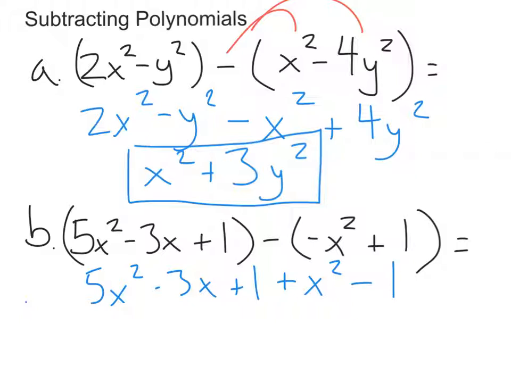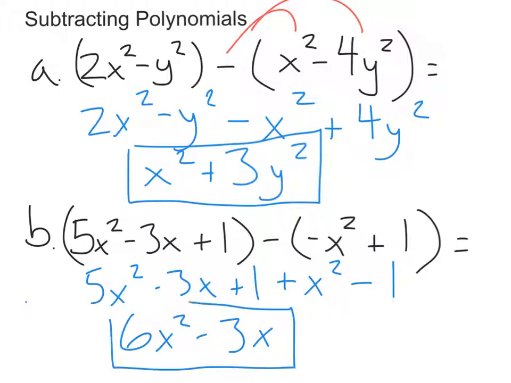And now combine your like terms. Looks like we have some x squareds that can combine. 5x squared and 1x squared will give us 6x squared. We have a minus 3x. Notice the 3x, there are no other regular x's, so it can't combine with anything. And then the plus 1 and minus 1 just cancel each other out. So this is actually our final answer.